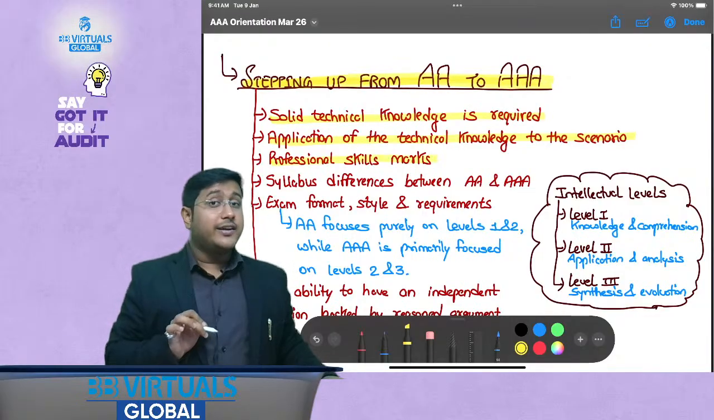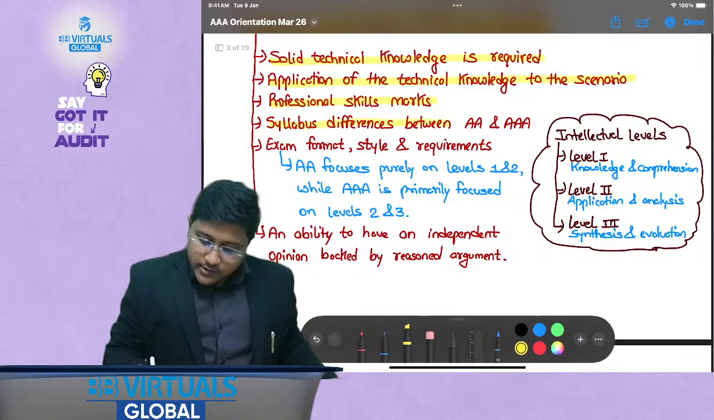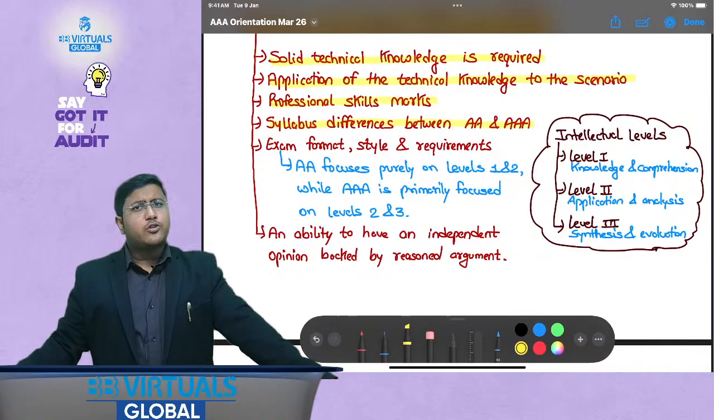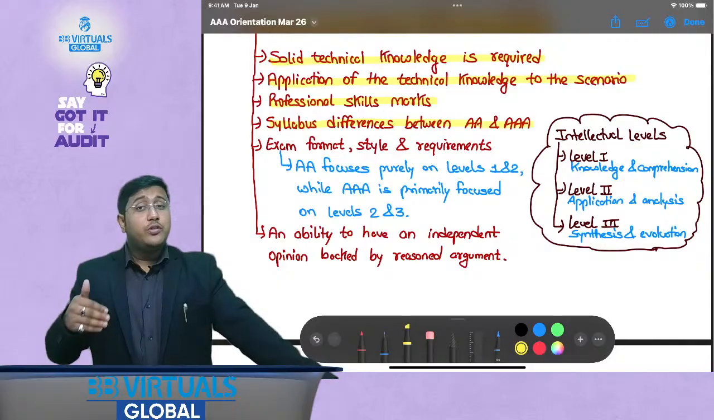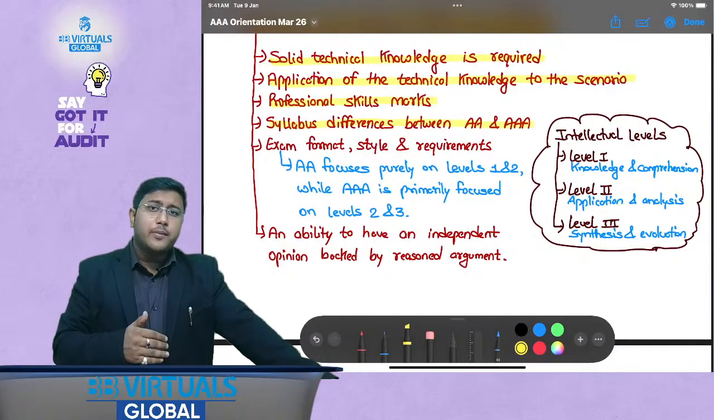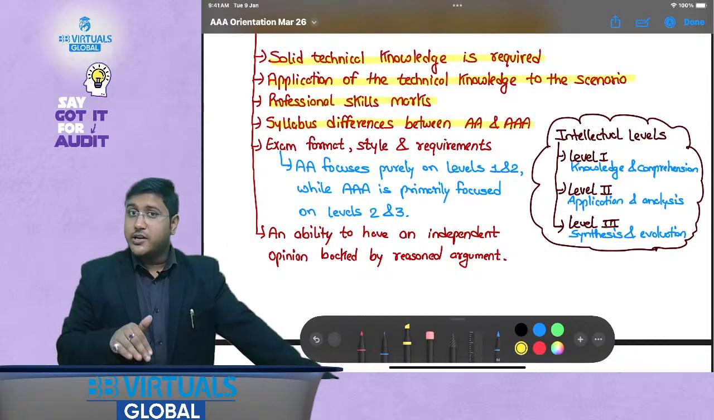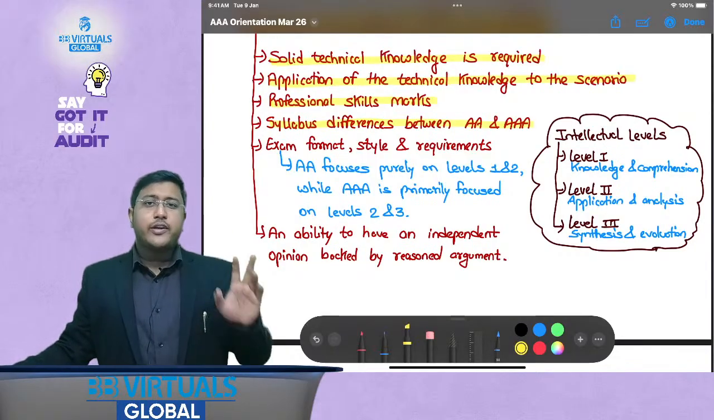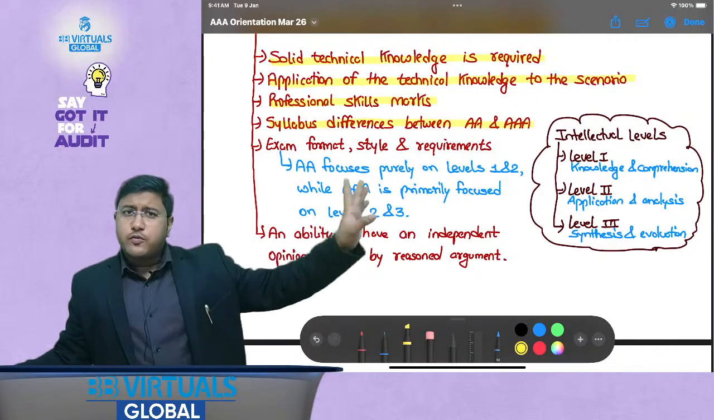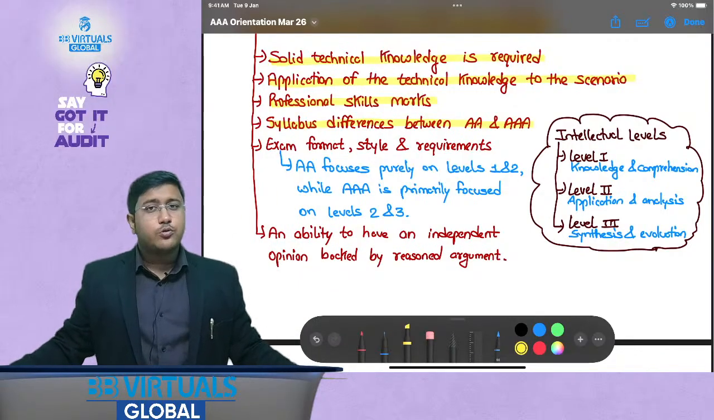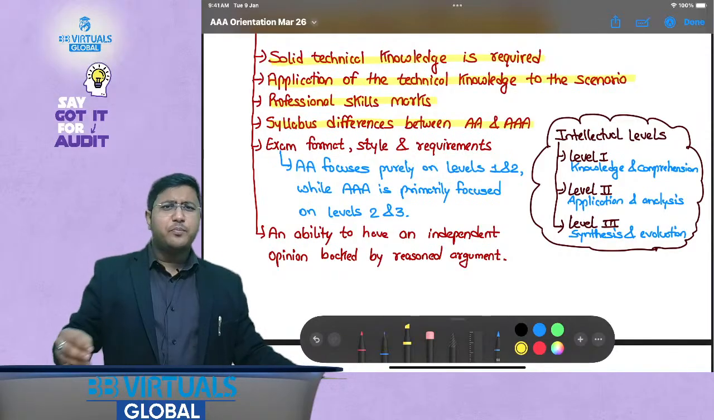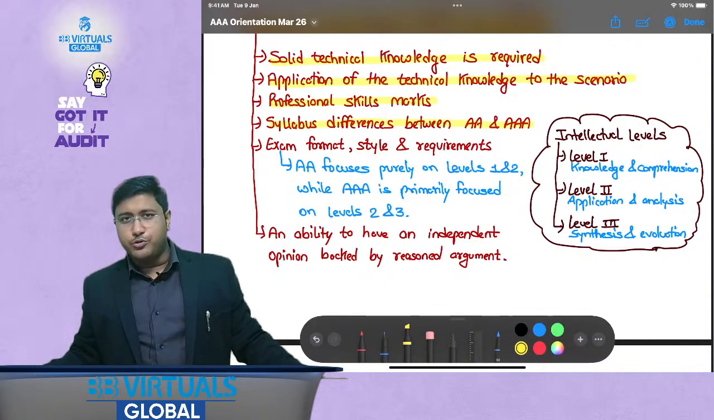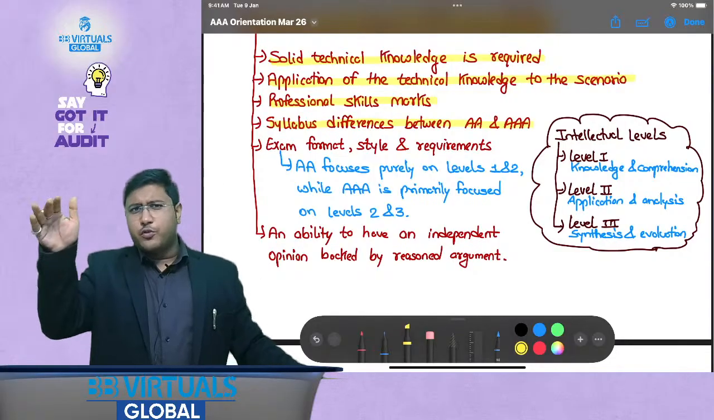Then professional skills marks need to be evaluated here, and there are syllabus differences between AA and AAA. For example, there are certain standards like opening balances that are made part of only the AAA syllabus, not AA. So you need to understand what part of the syllabus is applicable only for AAA and what part is taken from AA. For example, prospective financial information, due diligence, and review engagements are not part of the AA syllabus, but are part of the AAA syllabus. I have the clear understanding, and believe me, when you study from me, you are going to get clarity over how you need to prepare, and you will be getting the notes also for all subjects, so you do not need to worry about it. But to get the best details, please watch this video till the end.